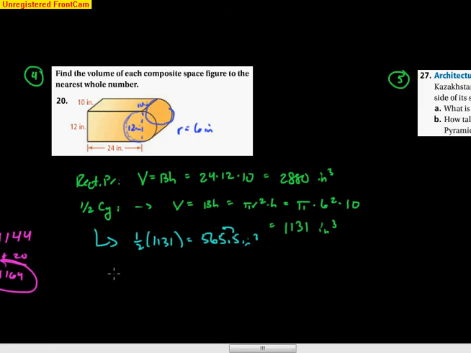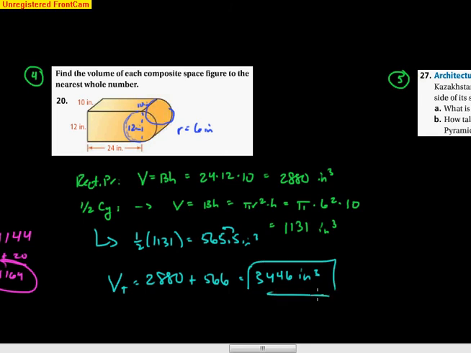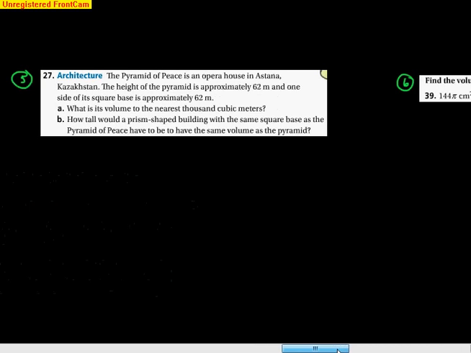So now the total volume is 2880 plus 566, which is 3,446, and that would be inches cubed. Okay. So with these composite figures, just understand what you're dealing with and find the individual volumes. Alright, cool. Next one, here we go.